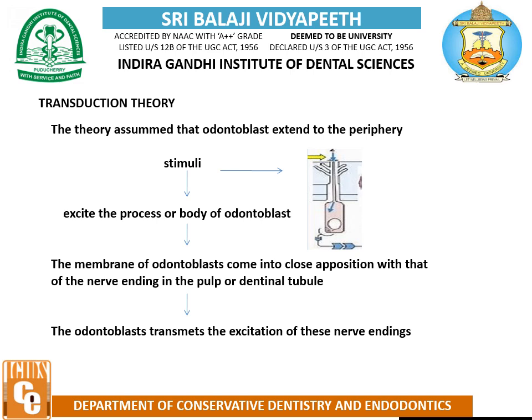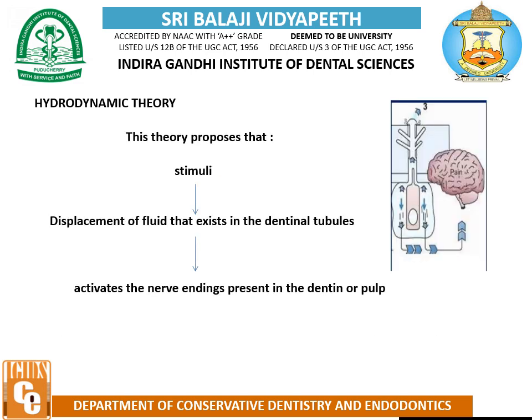Transduction theory. The theory assumed that odontoblasts extend to the periphery. Stimuli excite the process or body of the odontoblast. The membrane of the odontoblast comes into close opposition with that of the nerve endings in the pulp or dentinal tubule. The odontoblast transmits the excitation to these nerve endings. Hydrodynamic theory. This theory proposes that stimuli cause displacement of fluid that exists in the dentinal tubules, which activates the nerve endings present in the dentin or pulp.